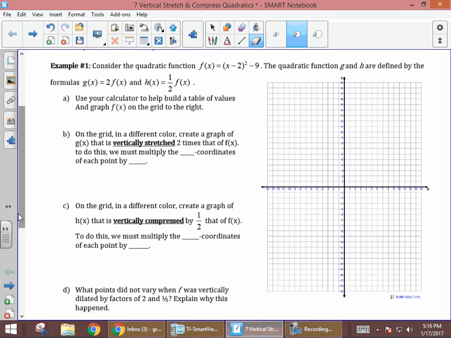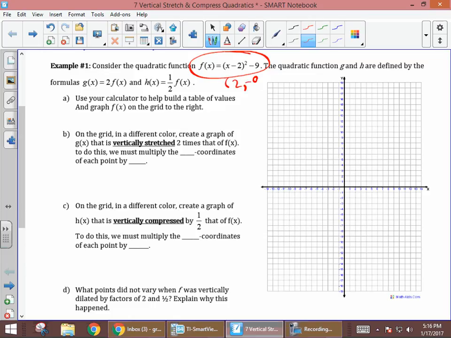All right, so the first thing we have to do is graph the function given. And I'll do that in red. f of x equals (x minus 2) squared minus 9. It says use the calculator to help build a table of values, but I really believe that you guys should be at the point now where you don't need the calculator. You're not going to be able to use the calculator to find points on your test. So the vertex for this parabola is at (2, negative 9). (2, negative 9) is here.